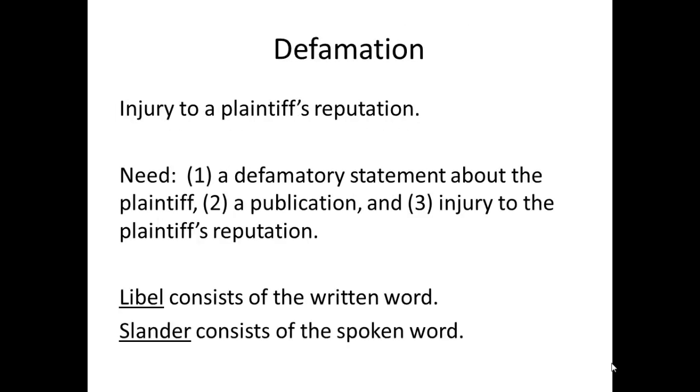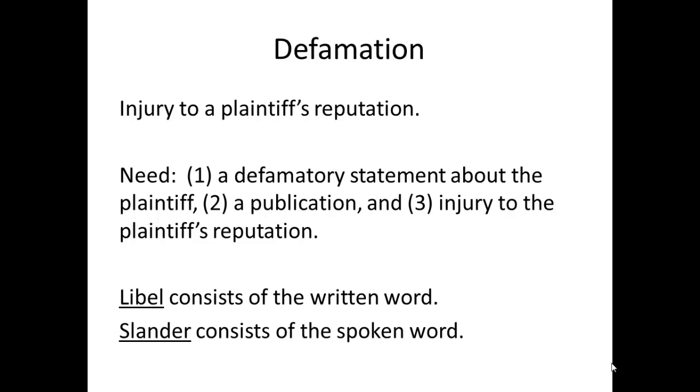Let's move on to our final intentional tort, which is defamation. Defamation is defined as injury to a plaintiff's reputation. With defamation, what we need is, number one, a defamatory statement about this plaintiff. Number two, a publication. And number three, injury to the plaintiff's reputation. So to make out a defamation action, which involves injury to a plaintiff's reputation, you need to show a defamatory statement about the plaintiff, a publication, and injury to the plaintiff's reputation.